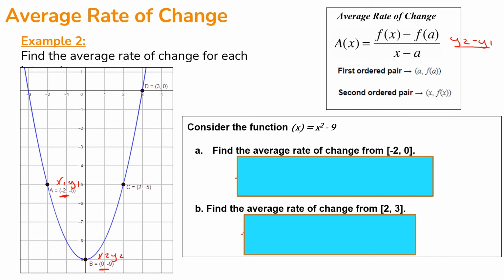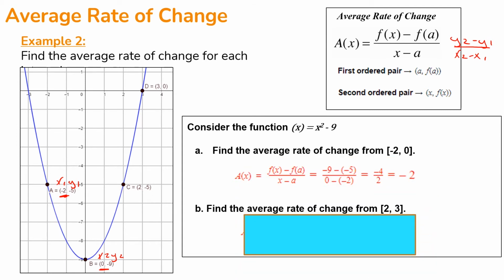So if it's easy for you to use f of x and f of a, that is fine, or x2 minus x1, you get the same result there. And so we have negative 9, which is our y sub 2. Negative 9 minus negative 5 right here.